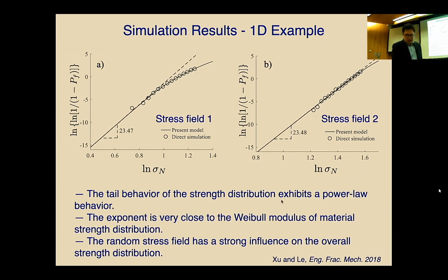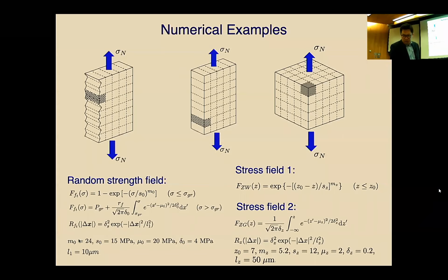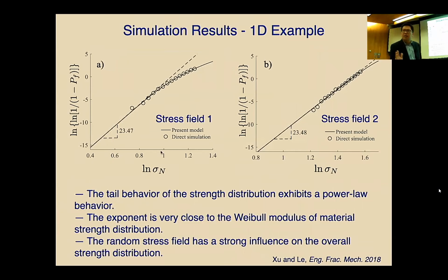But more importantly, you can see that it doesn't matter what stress field I have. The lower part of the distribution is power law, and the exponent is very close to the Weibull modulus I put in the resistance field. The Weibull modulus is 24, and here you can see it's 23.5-ish. So this tells us that regardless of the stress field I input, the overall statistic of the peak load has a power law tail. That power law tail is largely governed by the resistance field, but not the stress field.